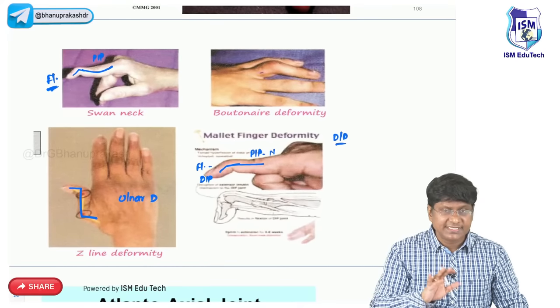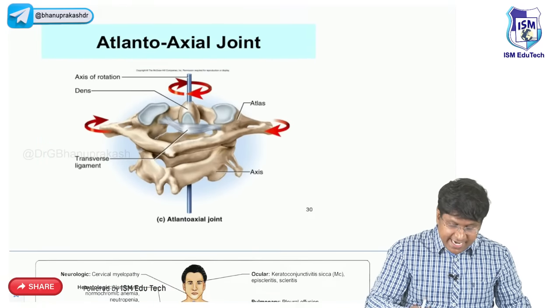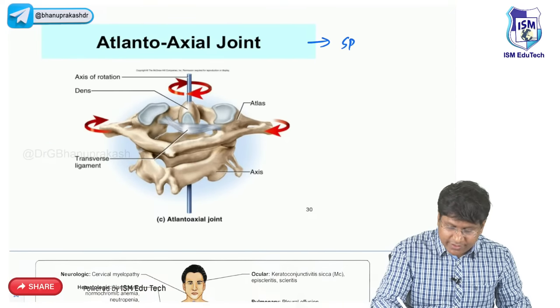So that is about the joint deformities in rheumatoid arthritis. And what about the spine involvement in rheumatoid arthritis?